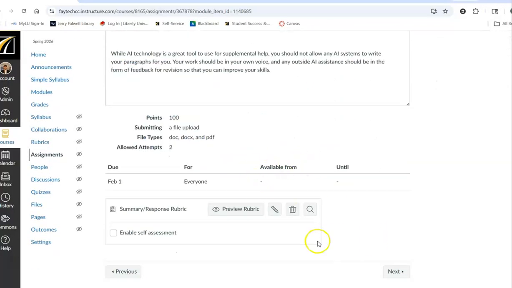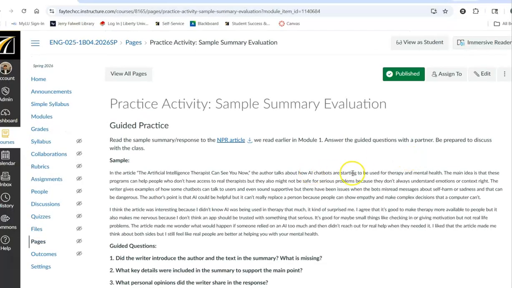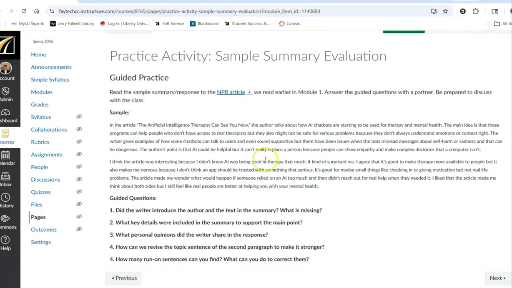So if I go back to the example, here this practice activity in Module 3 gives a sample summary evaluation or a sample summary response. So here's an article that we read in Module 1. It gives a sample summary. Notice it starts with the title of the article, and then it says the author. Now, if there's an author's name that's presented, you should include it. So if the author name is presented in this article, this could be better if it were to say David Smith talks about blah, blah, blah.